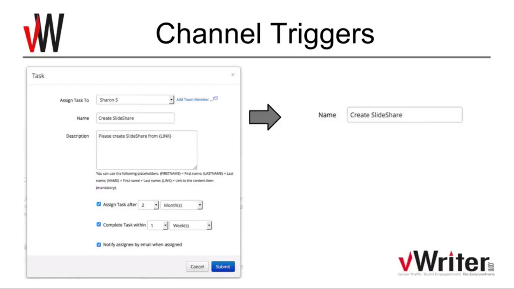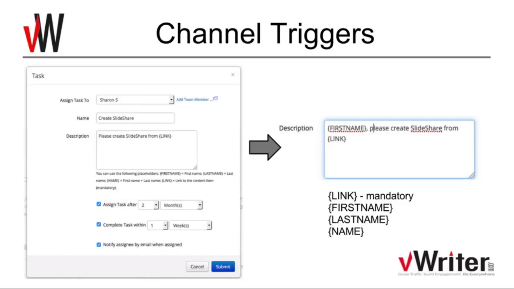You would then just give it a name so it's easily identifiable both to yourself and whoever that task has been delegated to. You'll notice the link placeholder there. There's a few other placeholders, such as for first name, as you can see on the right-hand side, for last name and so on. And these are filled in effectively each time that task is created and assigned to someone.